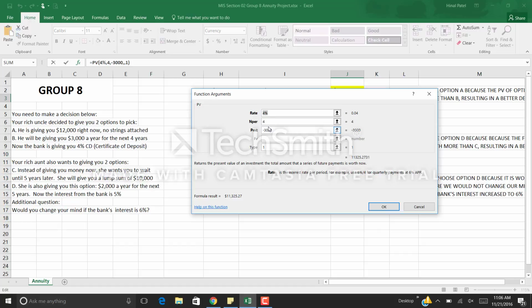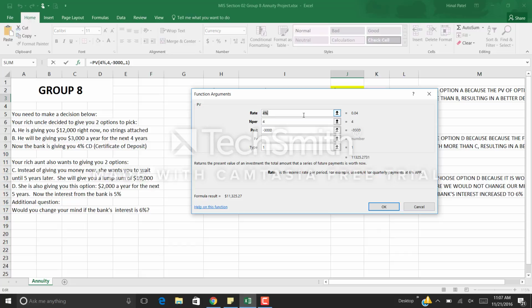Therefore, after we type in equals PV and go to the FX button, we are able to see the display of function arguments for the present value. The rate or the discount rate will be 4%. The N per or the number of periods would be the 4 years because you're given a sum of money a total of 4 times. The PMT, which stands for payment, is negative $3,000.